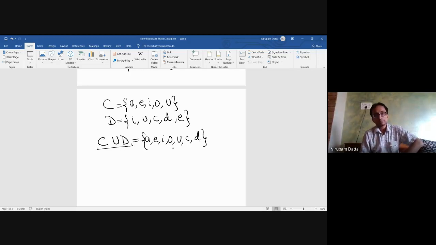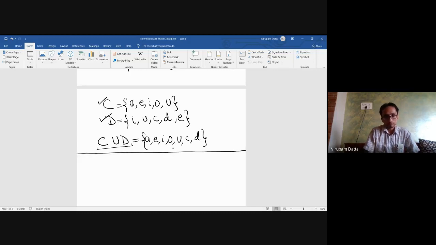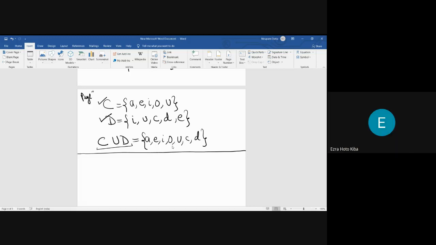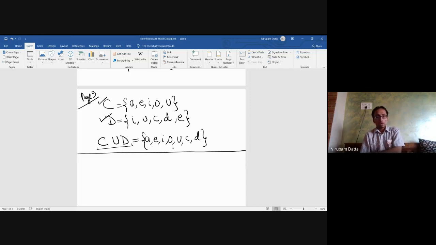That means this set, that is C union D, contains those elements that are either in set C or in set D. Okay. Any doubt? Anyone? Please tell me. No, sir. Okay, fine. So now we go to the next step, that is intersection.